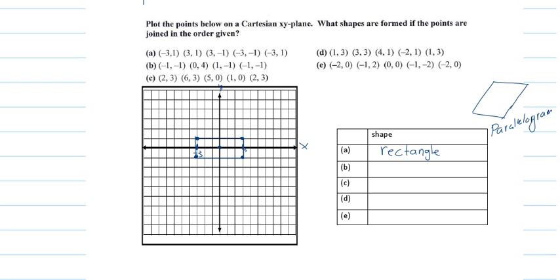Okay, so what I want you to do is try to draw B, and tell me what shape it is. And then show it to me, okay? So I want you to draw B. Use different colors so you can identify them.